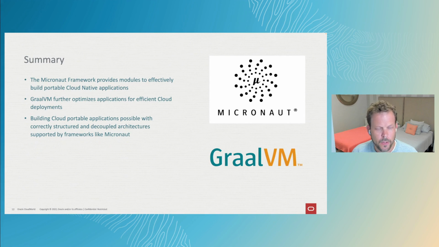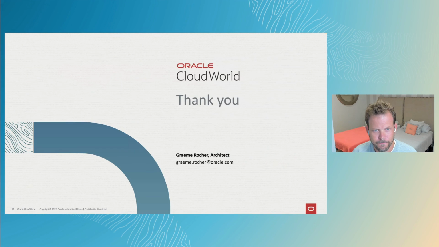So in summary, the Micronaut framework provides modules to effectively build cloud portable applications. With GraalVM native image, it's able to further optimize those applications for more efficient cloud deployment using the native image tool. You can build cloud portable applications if you correctly structure your application and use decoupled architectures, dependency injection frameworks like Micronaut, and design your applications specifically with cloud portability in mind.